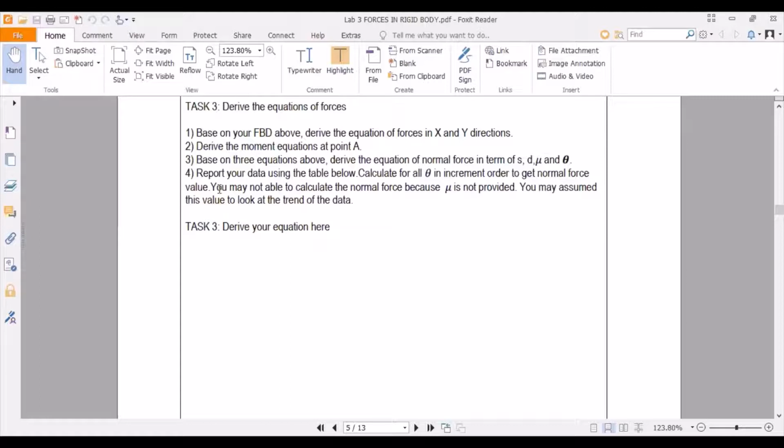And then the last, report your data using the table below. Calculate for all theta in increment order to get normal force values. You may not be able to calculate the normal force because mu is not provided. You may assume this value to look at the trend of the data.